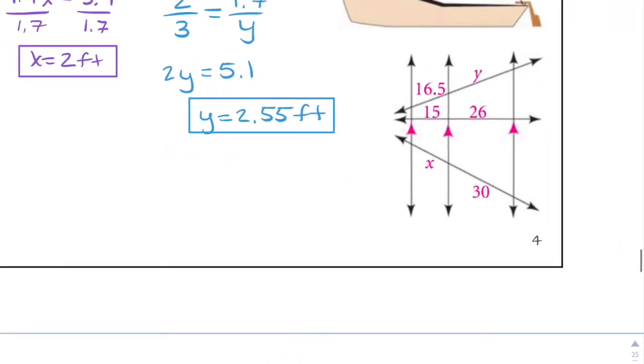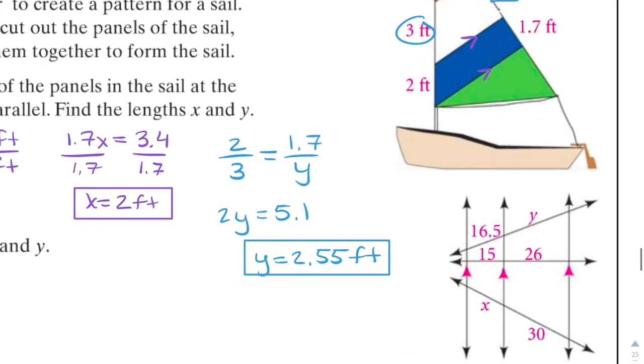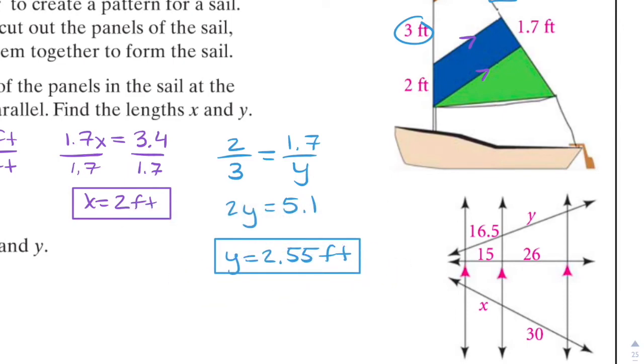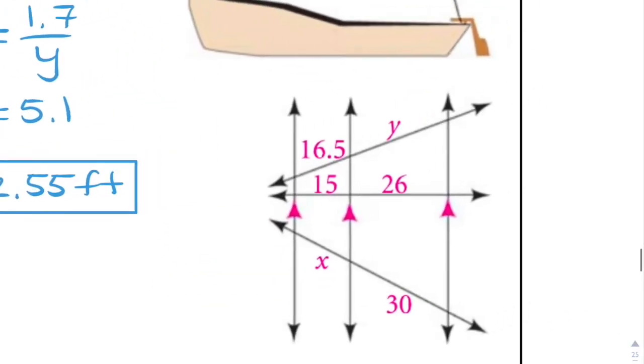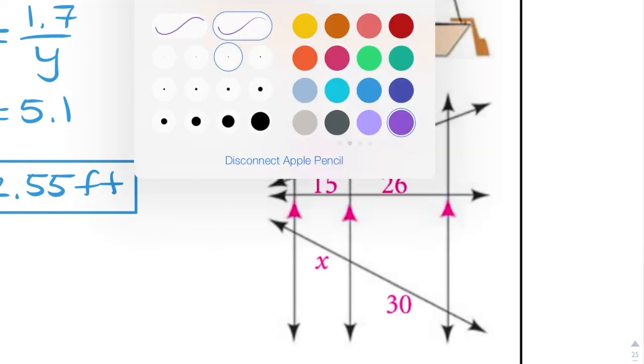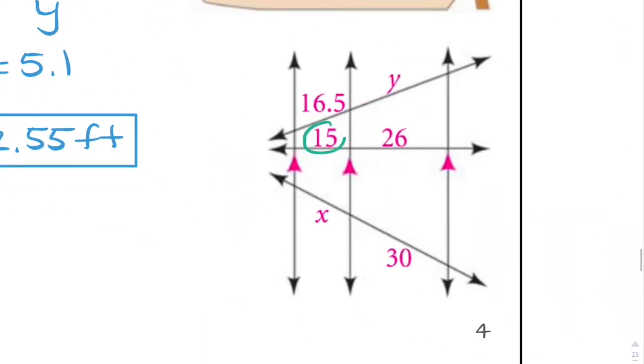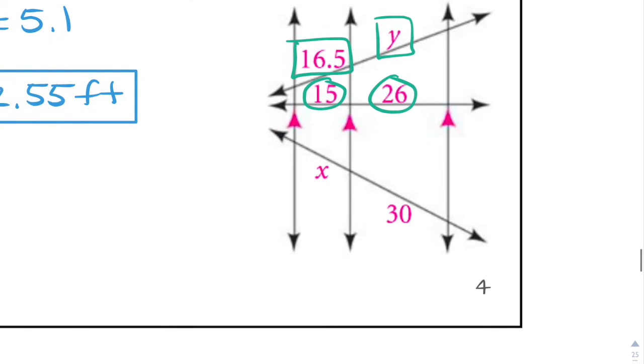All right. We have another example here of side splitter, still just as applicable. So here we have the sides being split. We're going to reuse 15 and 26 twice. So here's what I'm going to do. I'm going to do 15 is to 26 as 16.5 is to y. I'm also going to do 15 is to 26 as x is to 30.